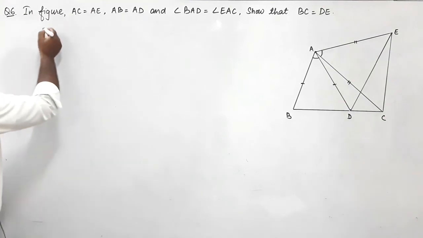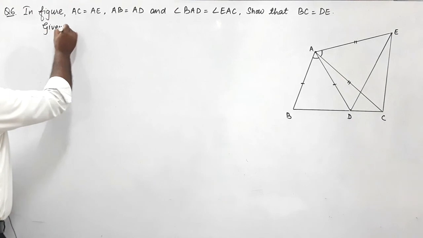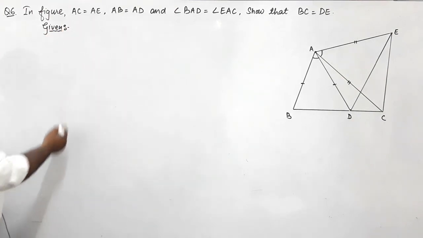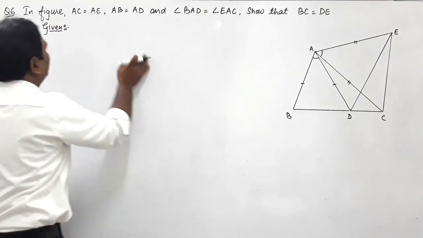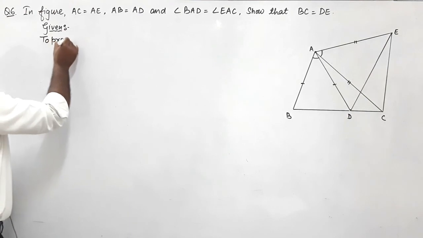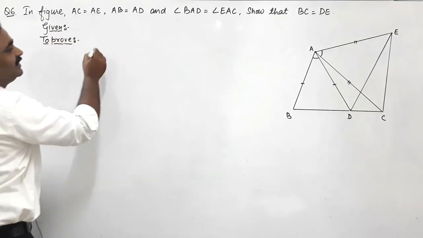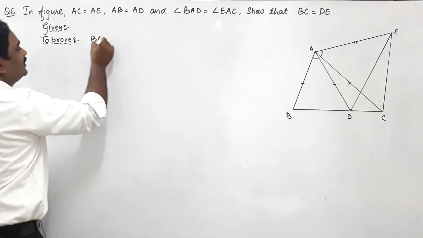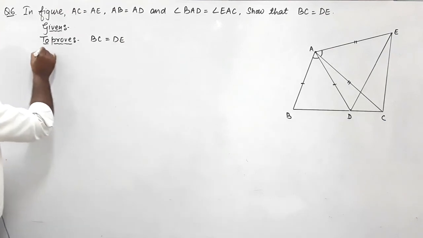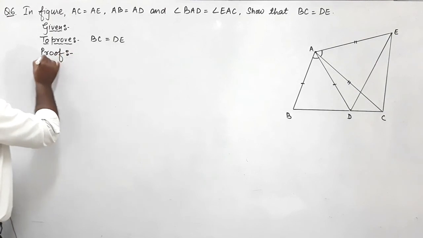So first of all, the thing which is given, you need to write. Given that, from the figure these things are written, this you have to write down in the given, and after that, what do you have to prove? You are going to prove that BC is equal to DE. BC is equal to DE we are going to prove, and then afterwards we move on to the proof, right?